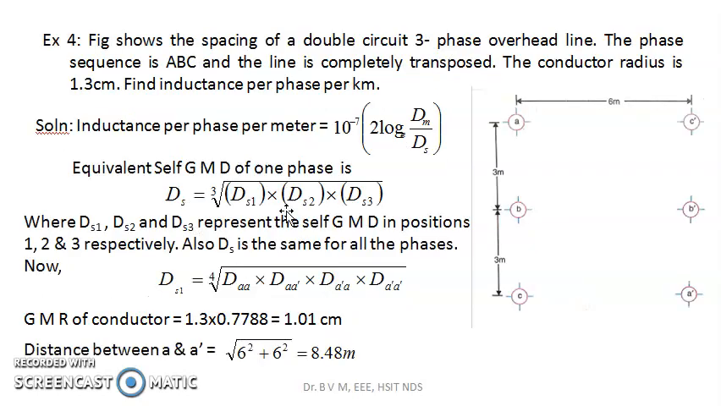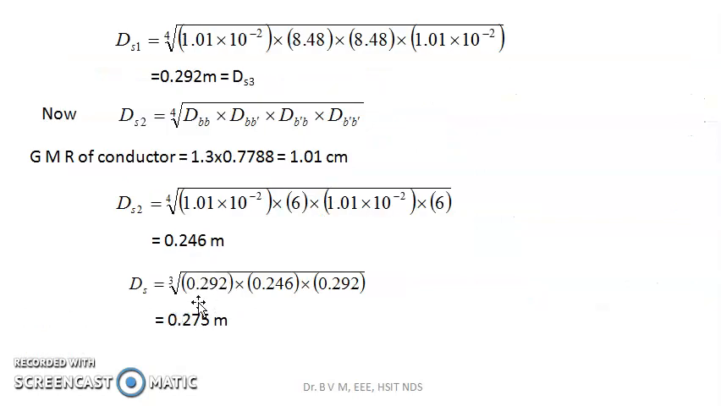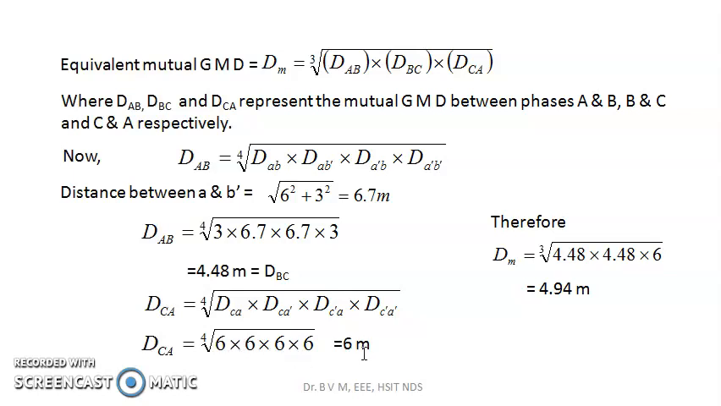So what is dca? The mutual GMD between C and A. C and A, right? dca, dca dash, da dash c, then dc dash a, dc dash a dash. It is the mutual GMD between C and A. So what we will get is 6 meters.